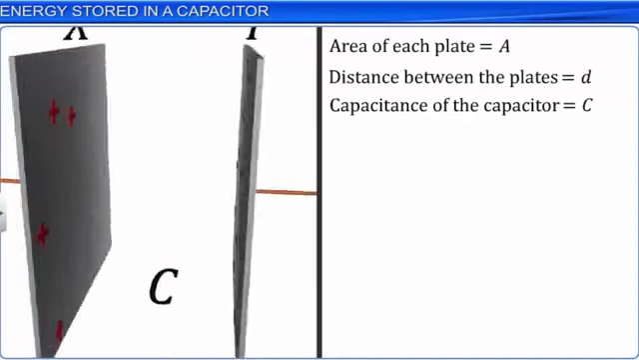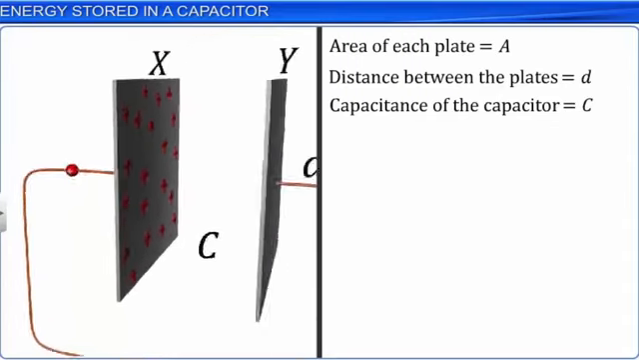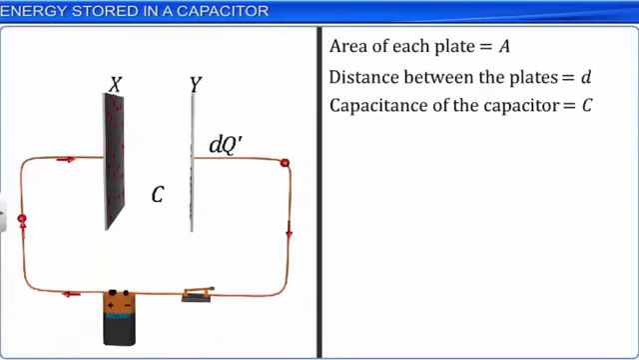Simultaneously, we see that the plate X is getting positively charged due to the buildup of excess positive charge on it, and hence the plate X is at a higher potential. Therefore, the process involves transferring charge from the plate Y at the lower potential to the plate X at the higher potential. The electric field that builds up between the plates has a direction that tends to oppose further charge transfer. In other words, we can say that there exists a force that repels the transfer of charge plus dq dash repeatedly to plate X.